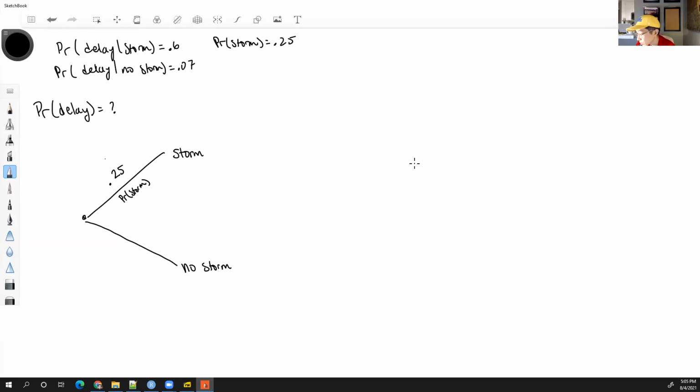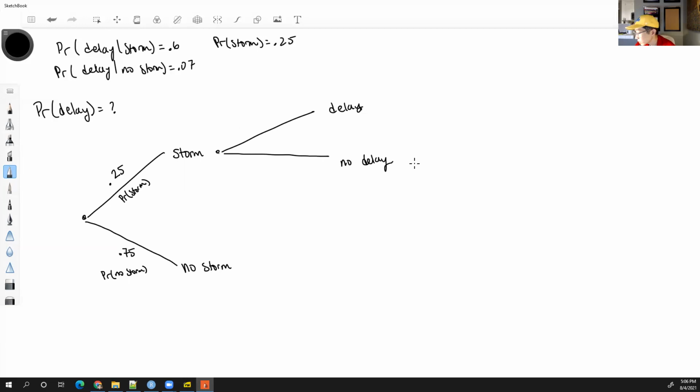0.25. Okay. So if there's a 25% probability of a storm, what's the probability of no storm? 0.75, right? 25% probability of a storm, so that means probability of no storm is 0.75. Okay. And then if there's a storm, we can either experience delay or no delay.